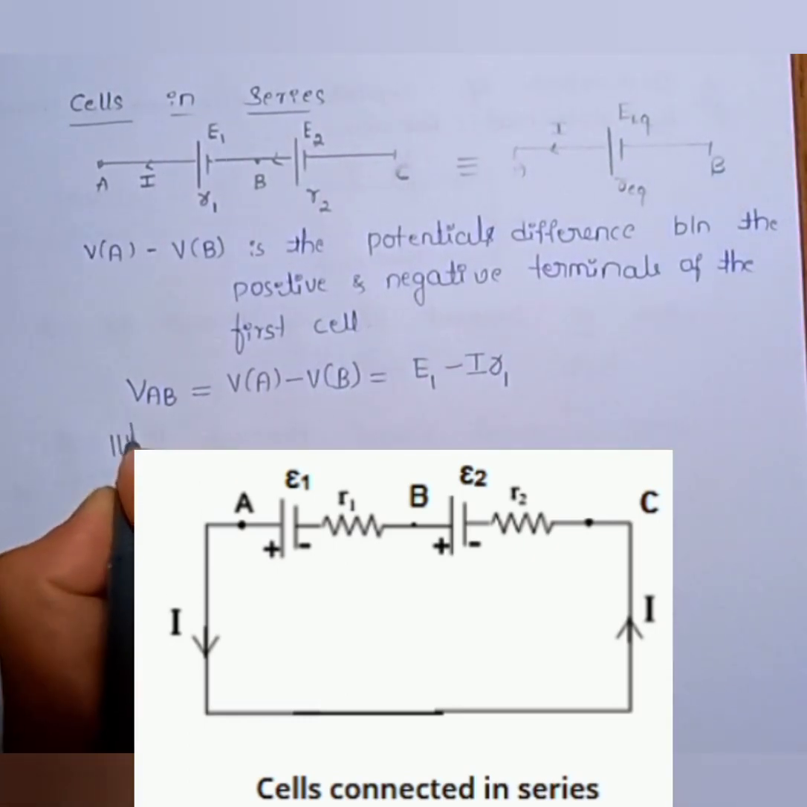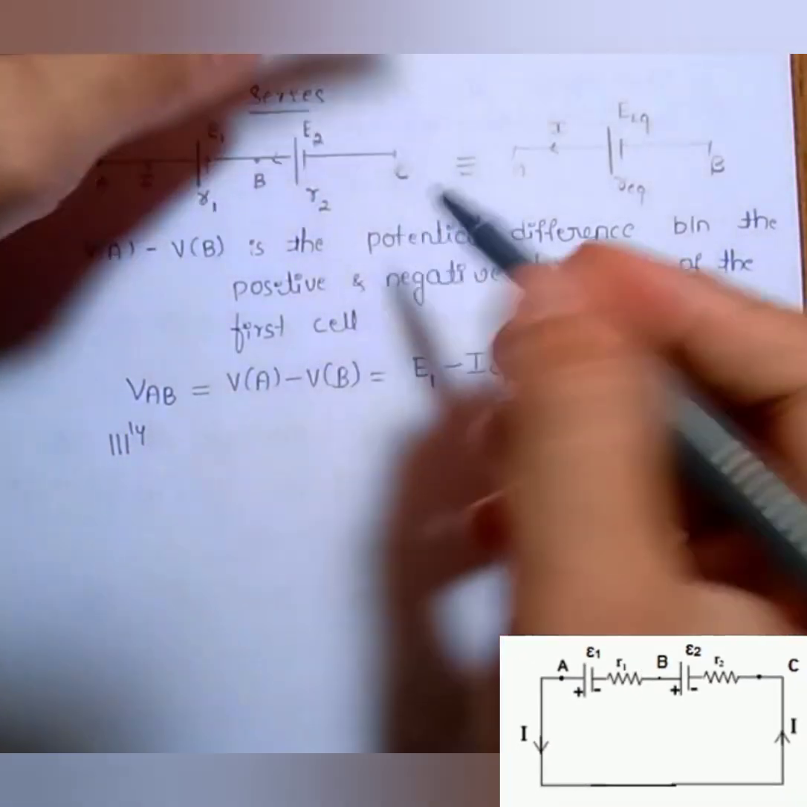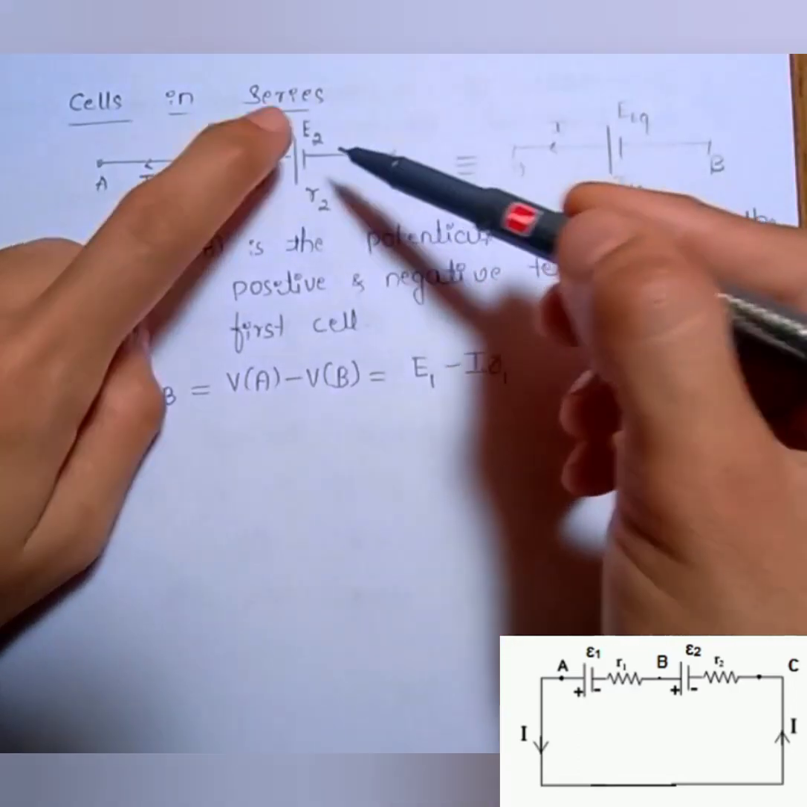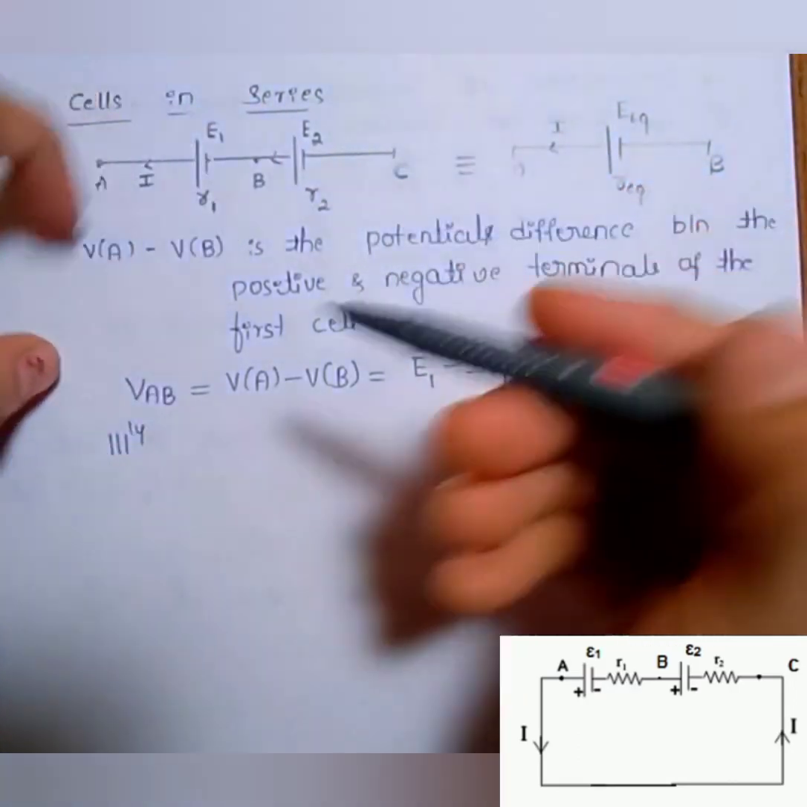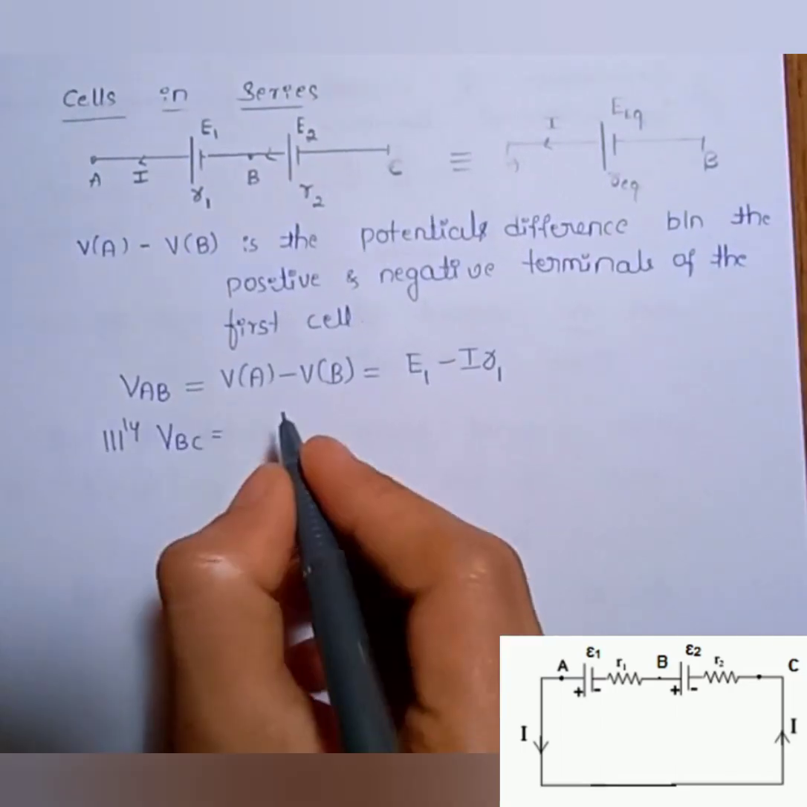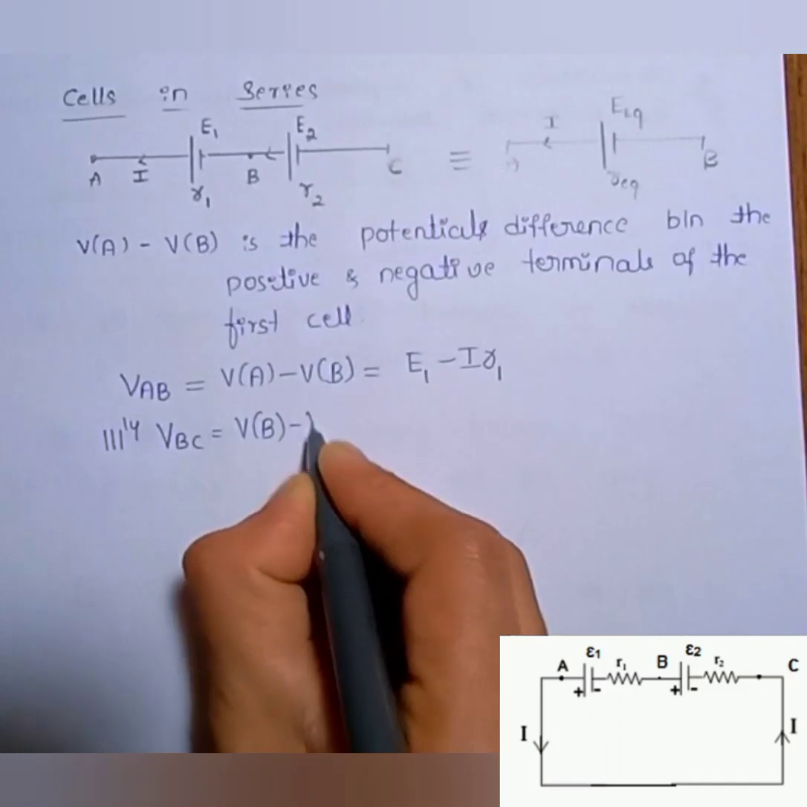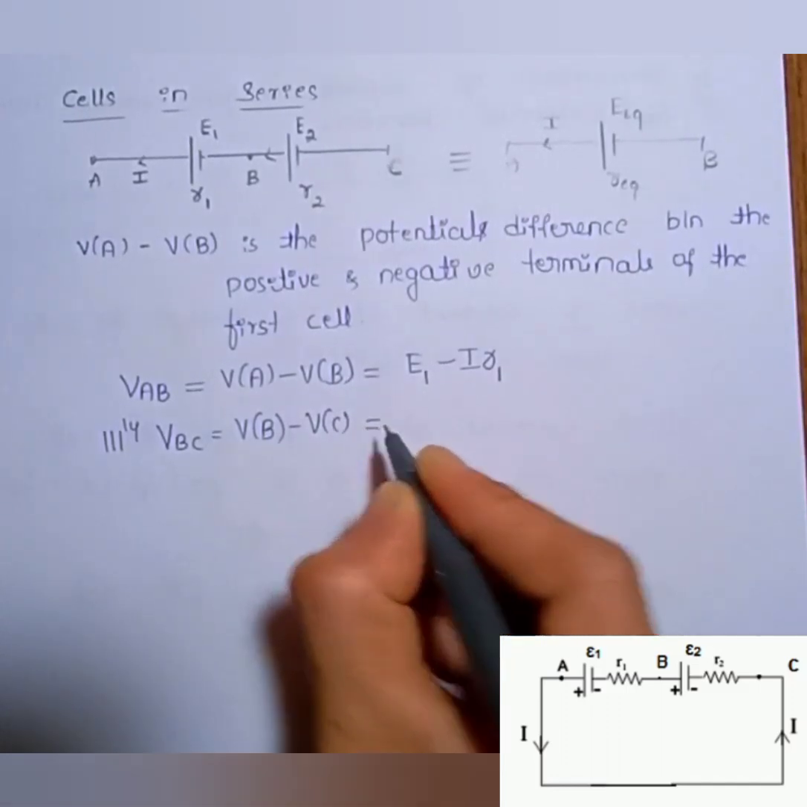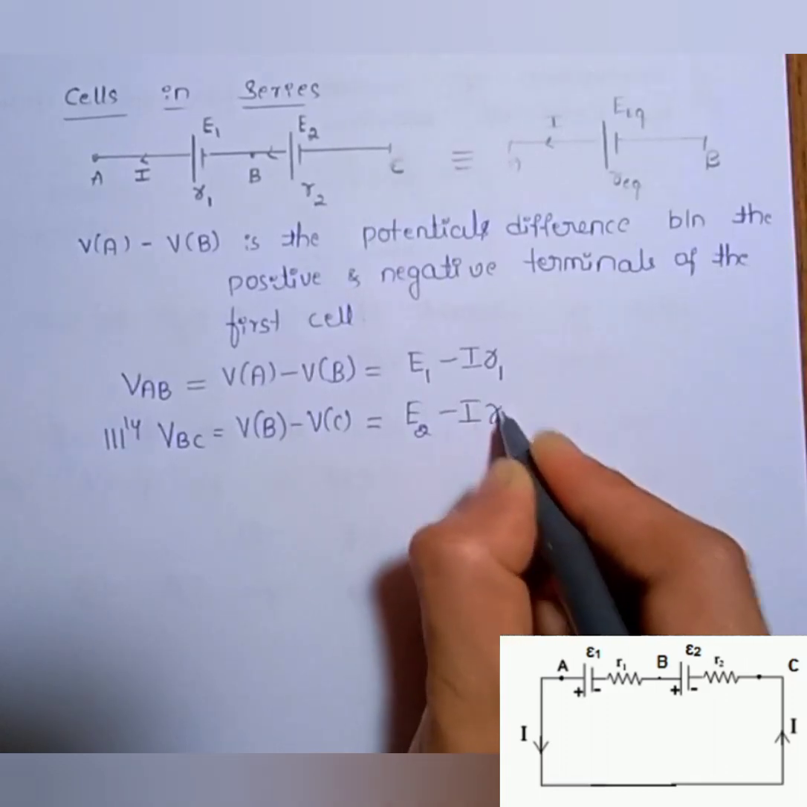Similarly, V of B minus V of C is the potential difference between the positive and negative terminals of the second cell. Then VBC is equal to V of B minus V of C, which is equal to E2 minus I into R2.